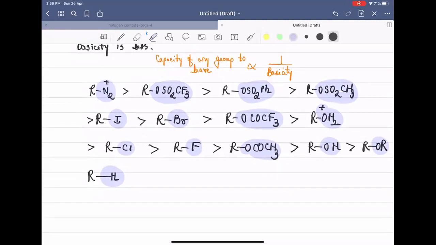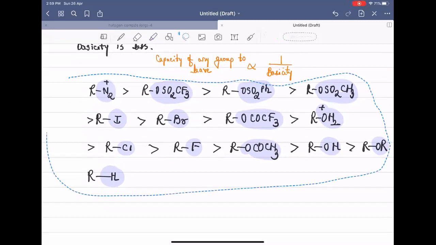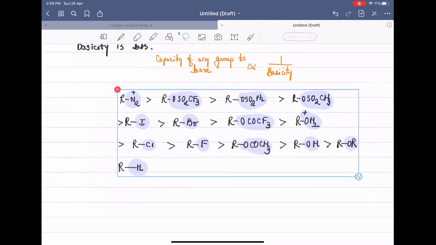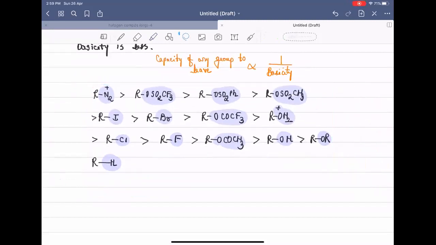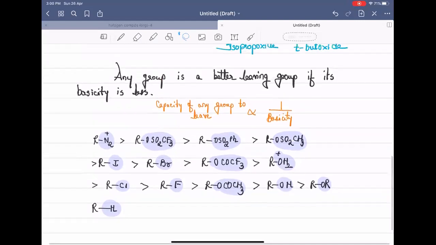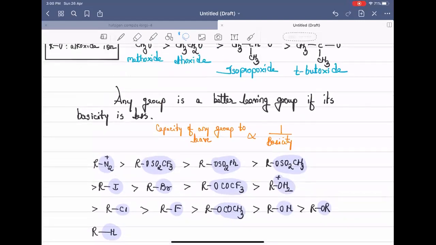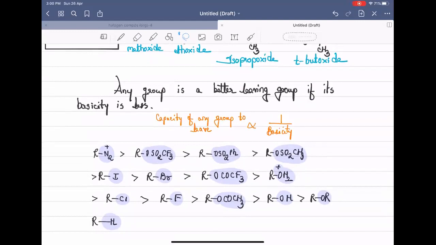So this is a general order to decide the leaving capacity of any group. And many a times they ask you such questions where you have to compare the capacities. If anything falls out of this order, then you can always decide based on basicities. Any group which is a stronger base is a poor leaving group. That is how you decide. So I think this is perfectly done. Now you have understood what leaving groups are and what nucleophiles are and how you decide their strengths.